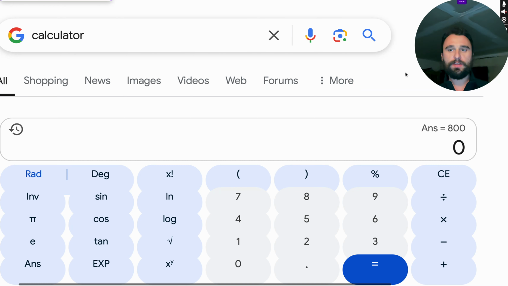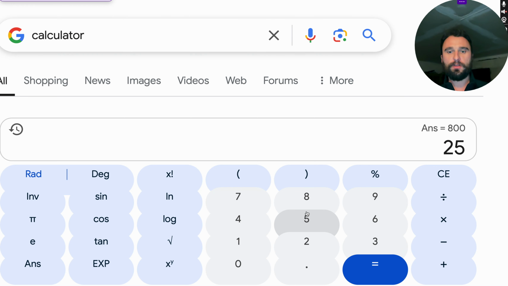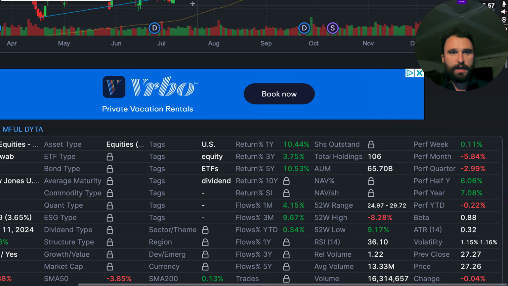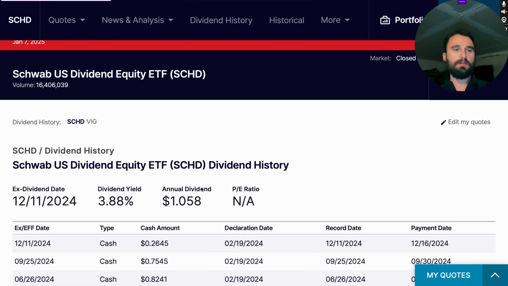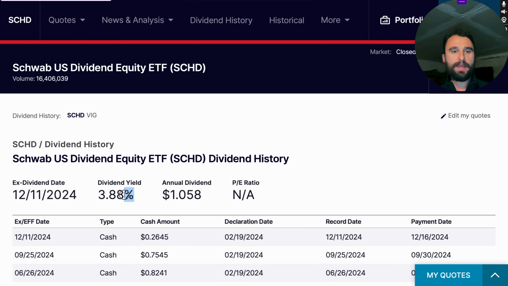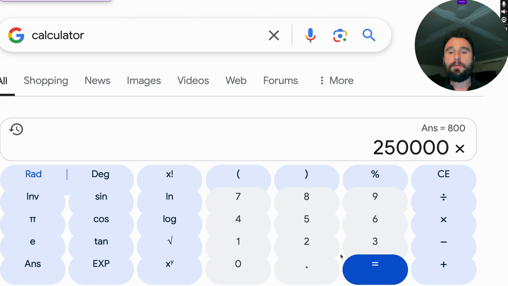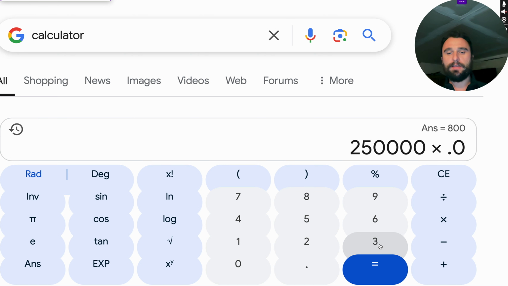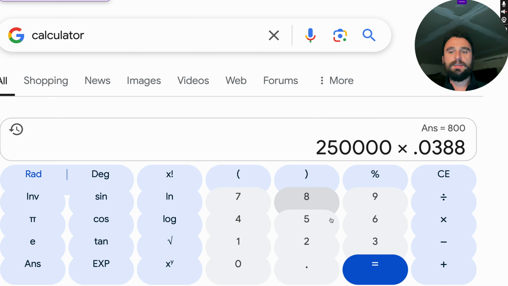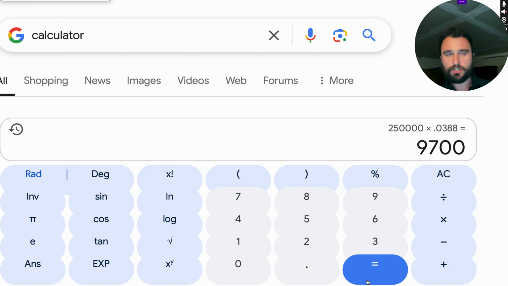If we take 250,000 and factor in the current yield, we can look back at the previous dividends, and we'll go over here to NASDAQ, which has the most recent dividend history, and we have a dividend yield of 0.0388. So we'll take that times 250,000 and find out how much that is on a yearly basis, just based upon that initial dividend yield. Now keep in mind this yield will change, and also these dividends can go up or down month to month.